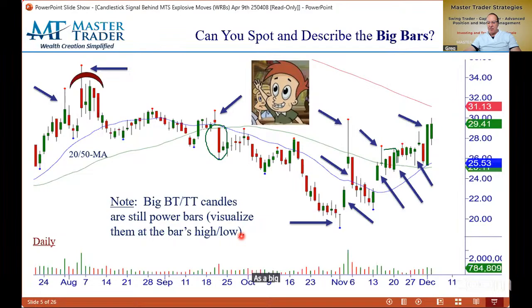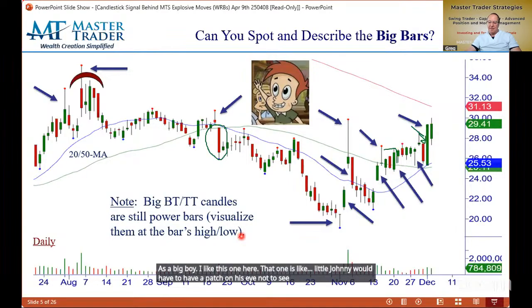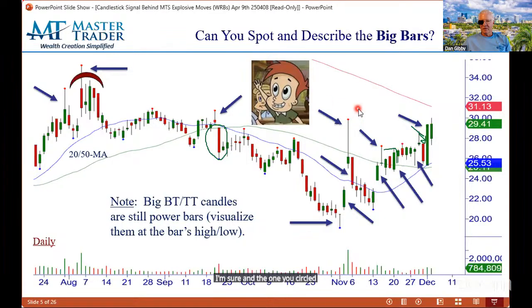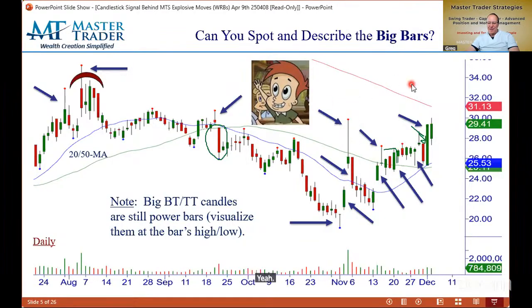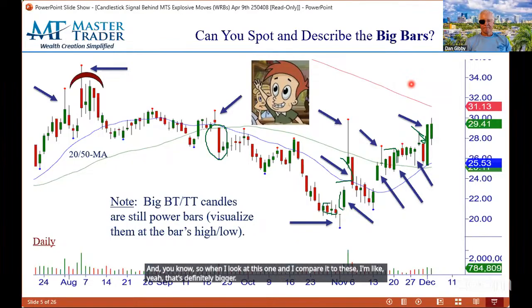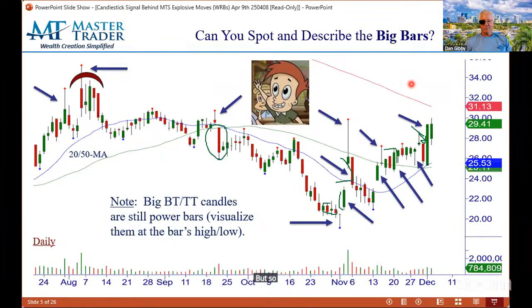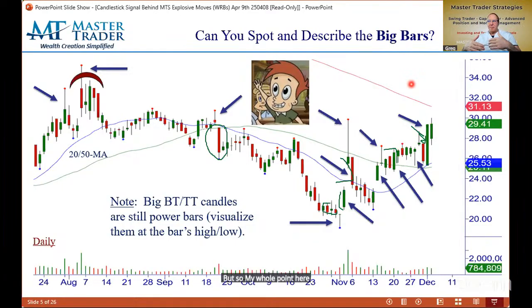Like this one here, little Johnny would have to have a patch on his eye not to see that one, Dan. Sure. And the one you circled here and this one. Yeah, this one, absolutely. And so when I look at this one and I compare it to these, I'm like, yeah, that's definitely bigger.